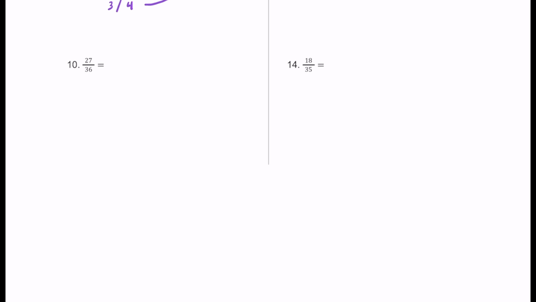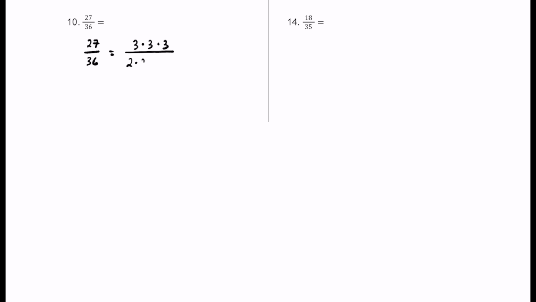For number 10, we have 27 over 36. So let's go ahead and write that. And let's see what's going to go on here. So 27, I think we've done this one already, but that is 3 times 3 times 3. Again, feel free to make a tree if you need to. And then 36 is 2 times 2, which is 4. 4 times 9 is 36, but 9 breaks into 3 times 3. So they do have a 3 in common and do have another 3 in common.